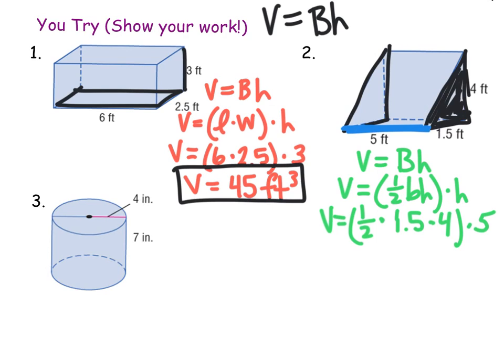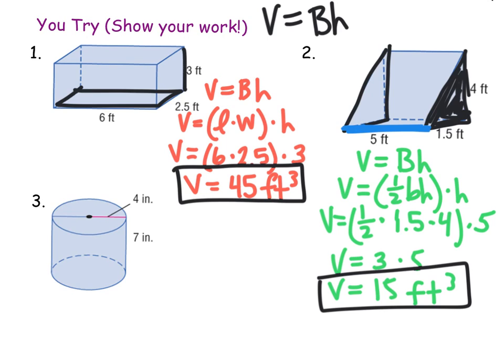So go ahead and pause the video and finish this one if you haven't finished it yet. If you're already done, then continue listening to check your answer. Okay, and here we go. Here's the answer to number 2. It is 15 feet cubed. All right, and the last one, number 3, go ahead and pause the video and see if you can figure out the volume of the cylinder.